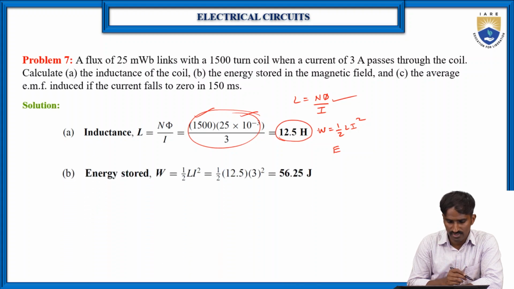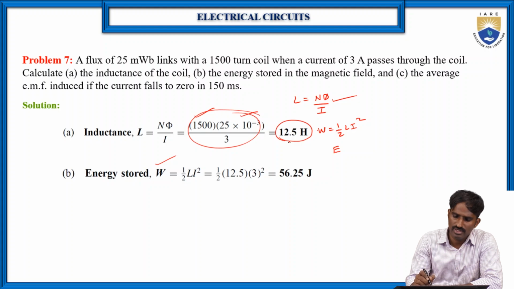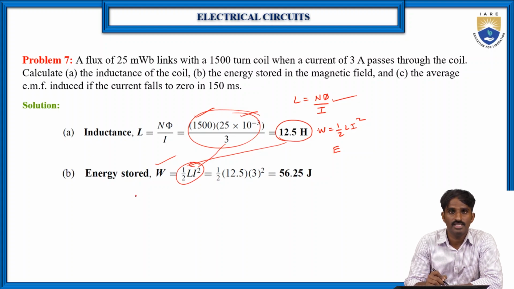Then substitute this into the equation for W, the energy stored in that particular coil. W is equal to 1 by 2 into L I square. We have calculated the value of L, which is 12.5 Henries, and the I value we know already, which is 3. So substitute these two values in this equation, then you will finally get the energy stored in the coil, which is equal to 56.25 joules.